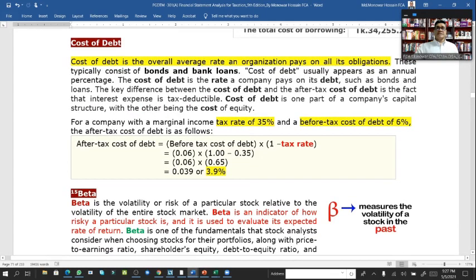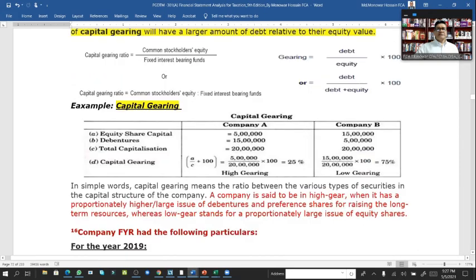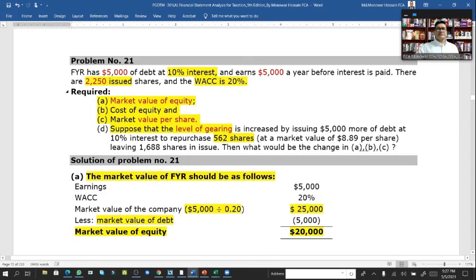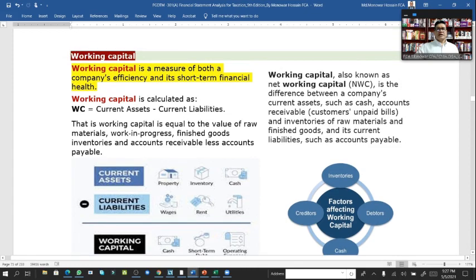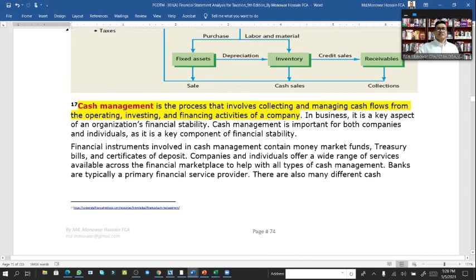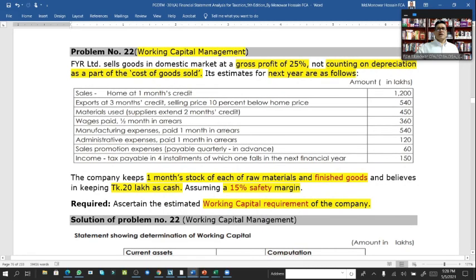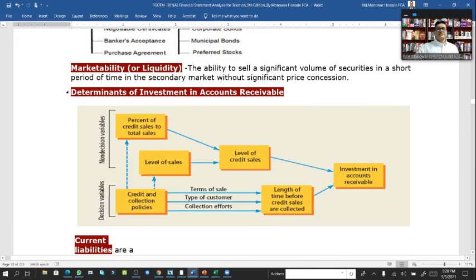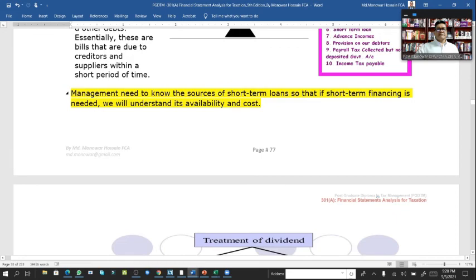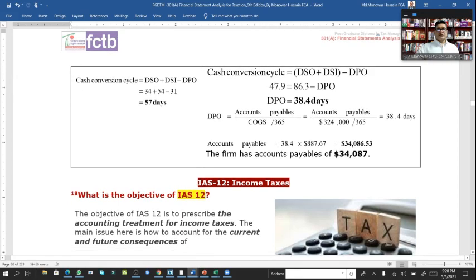Let's sum up what we discussed today. We discussed cost of debt, beta, and we discussed the capital gearing, and we discussed solve the problem, and we discussed the working capital, and we discussed the cash generation, cash management, cash flow, and also we solve the working capital management problems here, and we discuss marketable securities, marketability, and we discuss the current liabilities, and we solve just one question here.